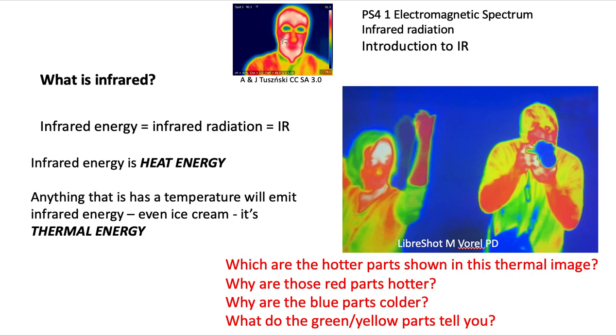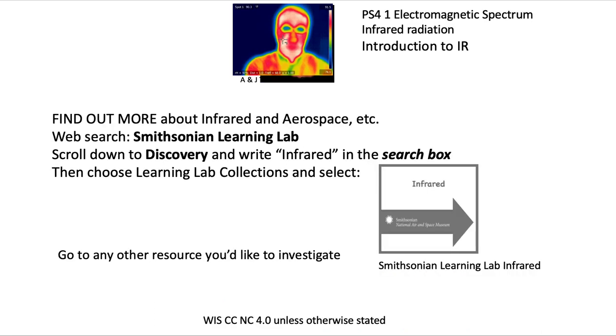So what is infrared? It's heat energy. Anything with a temperature above 0 K will emit infrared energy. And looking at that image there, what are the hotter parts? Why are those red parts seen as hotter? Why are the blue parts seen as colder? And what do the yellow parts tell you? And to find out more, pause this and you can look at more of the activities on the Smithsonian Learning Lab that's described here.